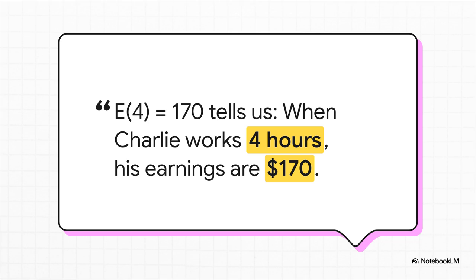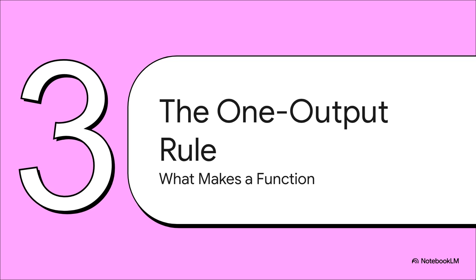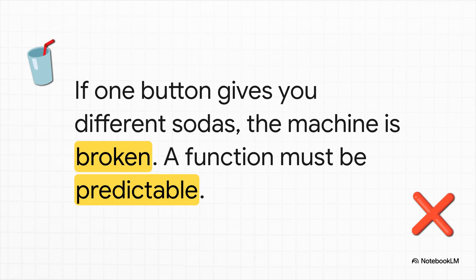It's all right there. Okay, now let's circle back to our machine idea, because we need to talk about the single most important rule that separates a real function from any other old equation out there. I absolutely love this analogy. A function has to be predictable. If you press the Dr. Slurp button on a soda machine, you expect to get a Dr. Slurp every single time. If one day it gives you something else, you'd say the machine is broken. Well, in math, we just say it's not a function.